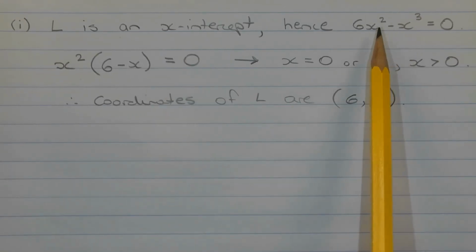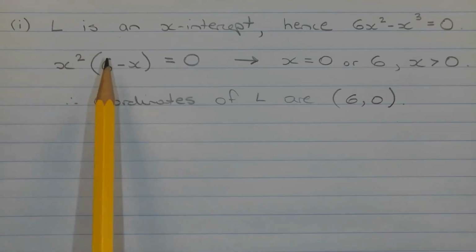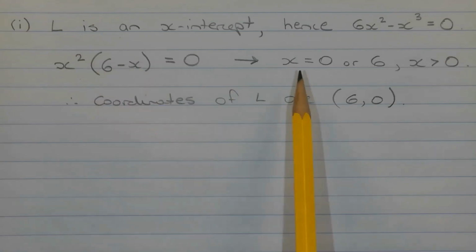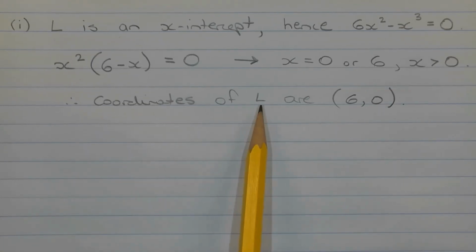Now factorising out x squared on the left-hand side of this equation, we get x squared outside of 6 minus x in brackets, and that equals 0. So by the null factor theorem, we have x is equal to 0 or 6. But x must be positive because point L is to the right of the origin, as I stated earlier. Therefore, the coordinates of point L are 6, 0.